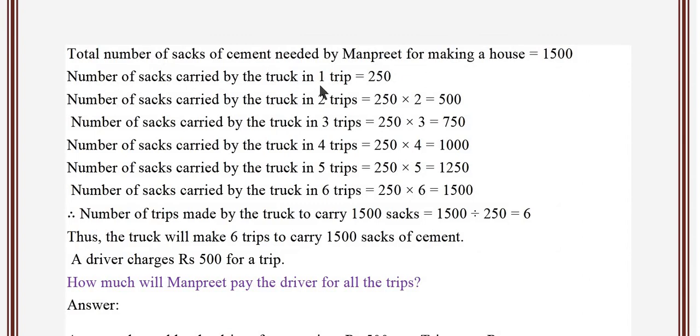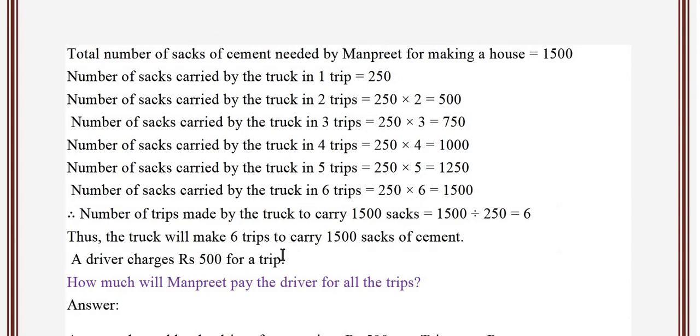Number of sacks carried by a truck in one trip, 250. Second trip, 250 into 2 means 500. In 3 trips, 250 into 3, 750. 4 trips, 1000. 5 trips, 1250. And 6 trips, there is 1500. It means the number of trips made by the truck to carry 1500 sacks is equal to 1500 divided by 250, which is equal to 6. Thus, the truck will make 6 trips to carry 1500 sacks of cement.